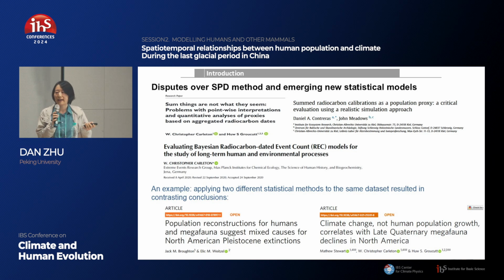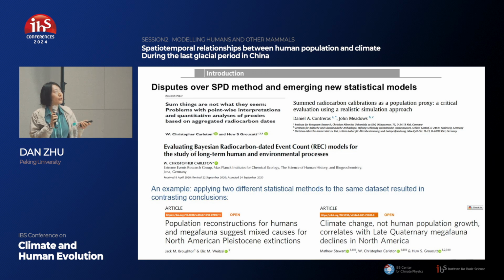Despite the wide use of the SPD method, there have been disputes around it for a long time. Among the many limitations, a particular issue is that the SPD curve mixes the chronological errors of the dates with the number of events in a given time period, and the latter is what we want. So when we directly correlate or regress the SPD curves with the independent variables, it will generate biased results.